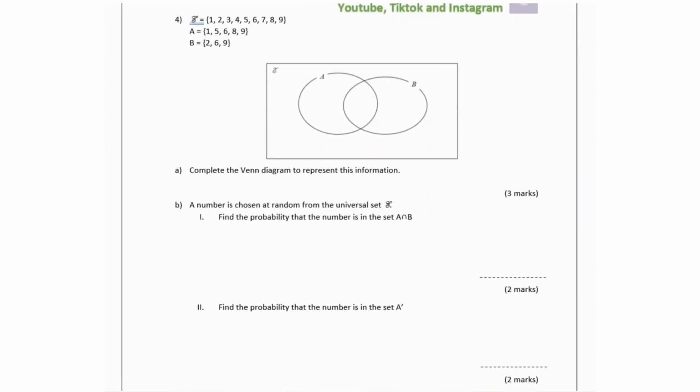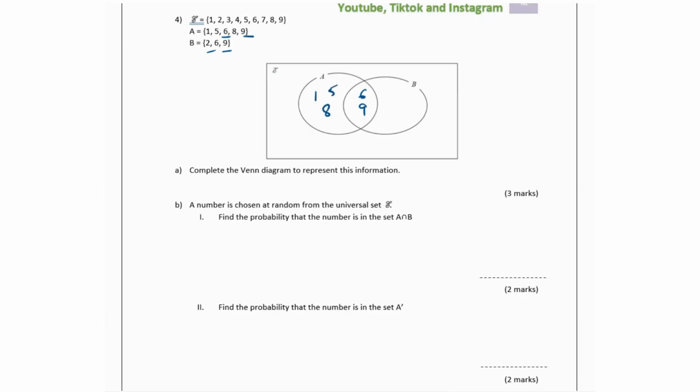Next, we have a Venn diagram where the universal set has the elements 1, 2, 3, 4, 5, 6, 7, 8, 9. Set A has the elements 1, 5, 6, 8, 9, and set B has the elements 2, 6, 9. We have to complete the Venn diagram to represent this information. First we need to see what is common between A and B. We can see that they both have a 9 and a 6. So the common elements come in the middle, in the overlapping region, and the remaining elements go in their separate areas. For A, we have 1, 5, and 8.